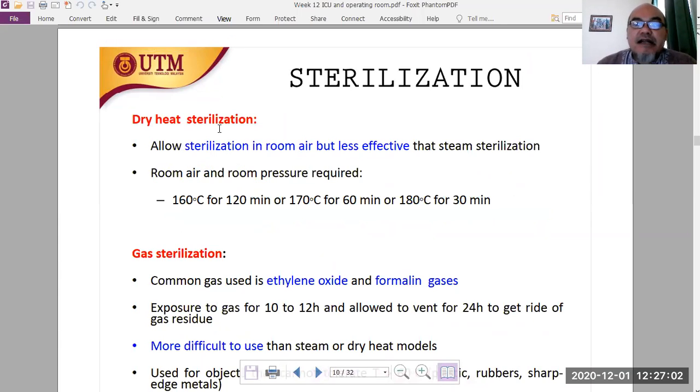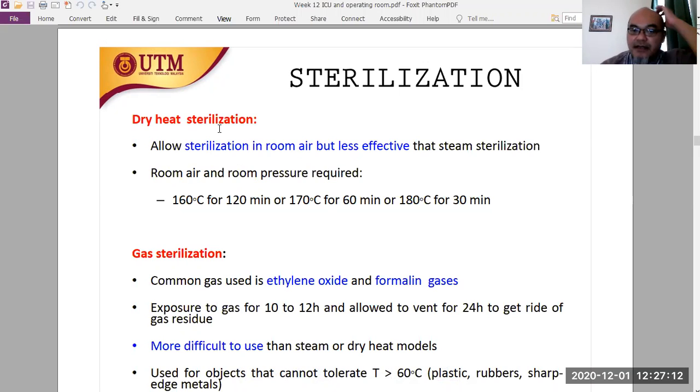Then there is the dry heat sterilization method, which allows sterilization in room air, but this is less effective than steam sterilization. Room air and room pressure are required: 160 degrees for 120 minutes, 2 hours, or 170 degrees for 60 minutes, or if you want a shorter period of time, you increase up to 180 degrees Celsius.